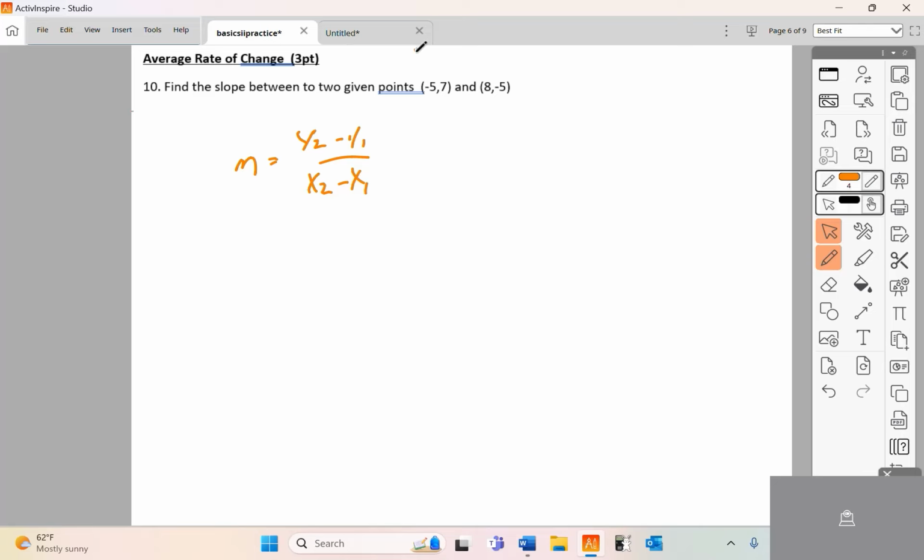So choose y2 minus y1 over x2 minus x1, and we get our points here. This is x1, y1, and this is x2, y2. So let's just plug in according to our formula. Negative 5 minus 7. Down low, 8 minus a negative 5. Taking away a negative is addition. That's 13 on the bottom. Negative 5 minus 7 is negative 12. Negative 12 over 13 is the final answer.